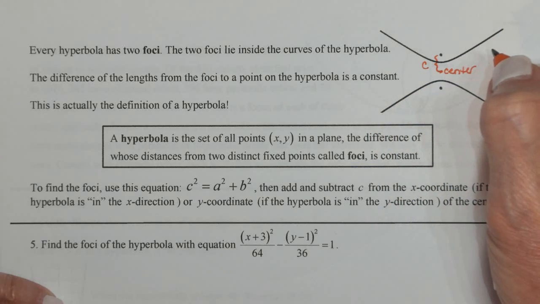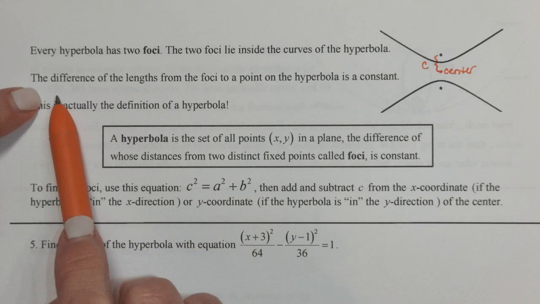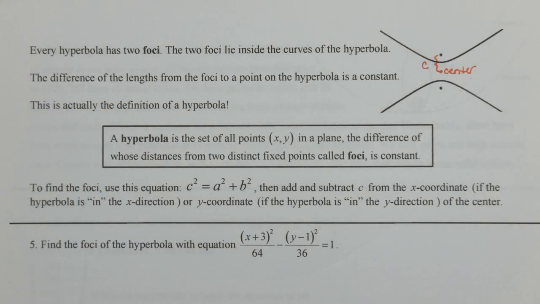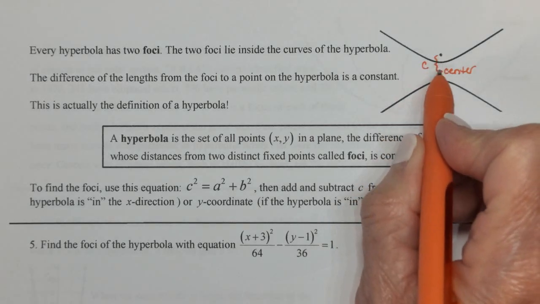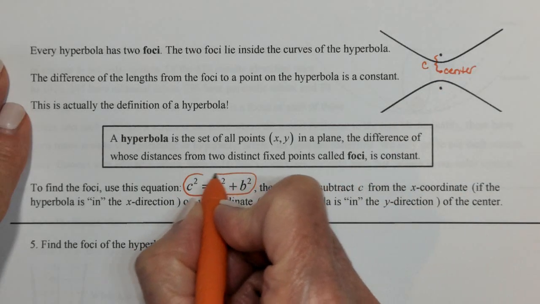All right. And it's worthwhile to say that the difference of the distances from the foci to a point on the hyperbola is a constant. The difference is. Okay? That's the official definition of a hyperbola. To find the foci, you're going to find the value of this little c, that distance. To get little c, you use this equation.